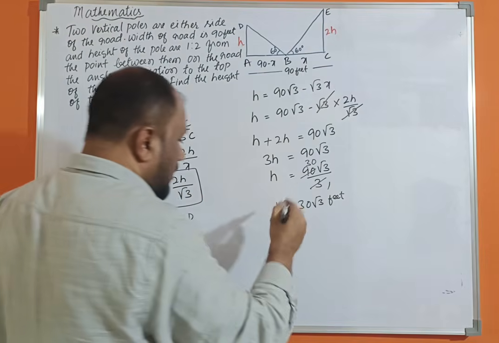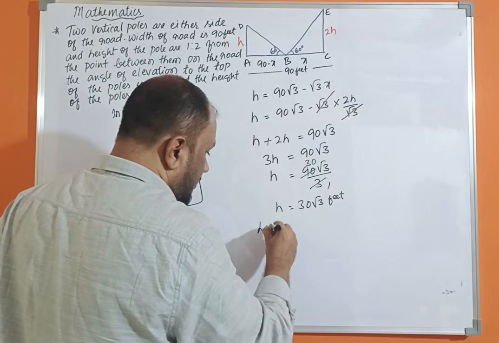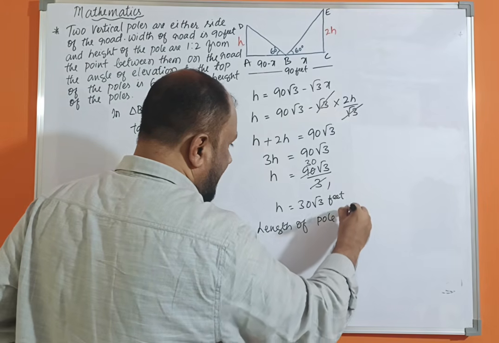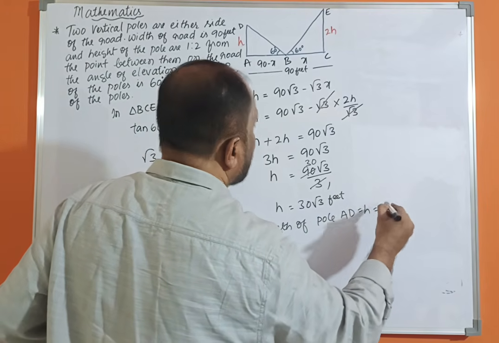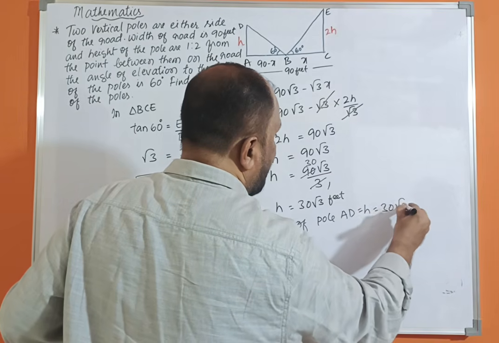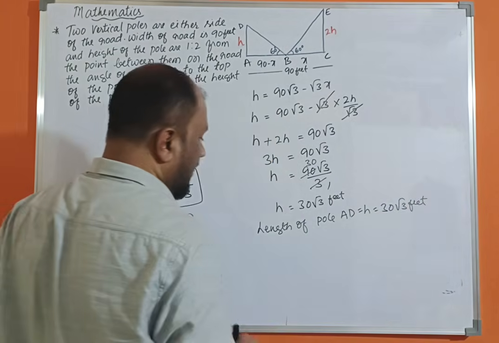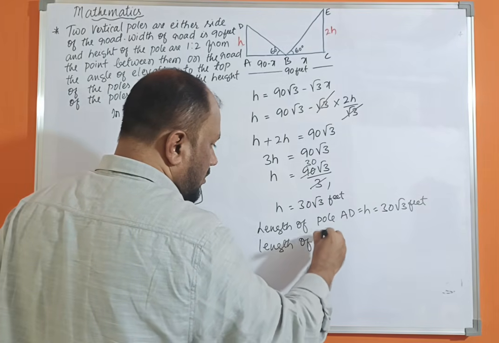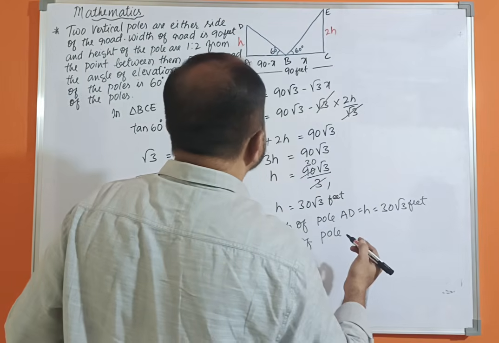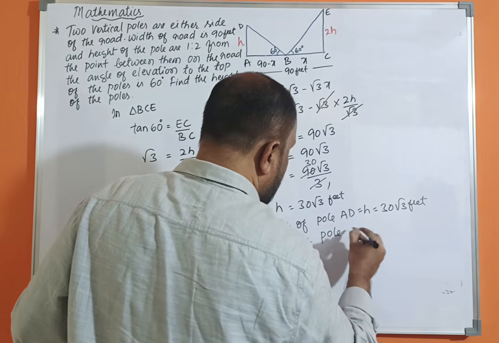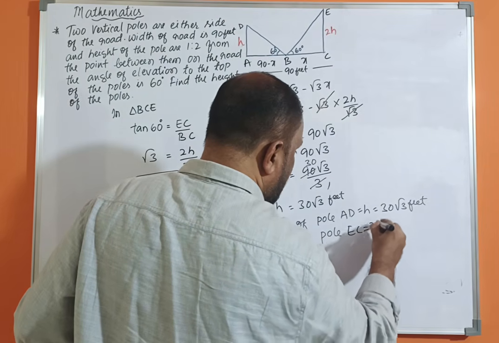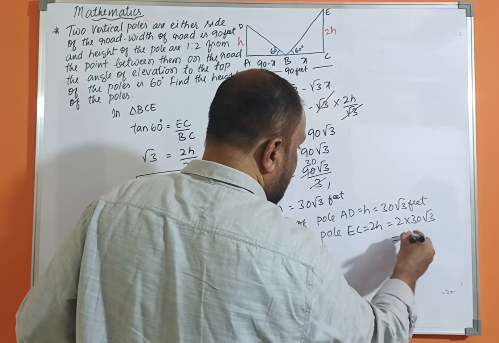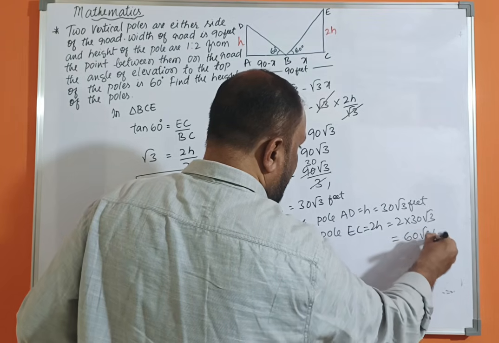Now, write down the length of pole AD is equal to H. That is nothing but 30 root 3 feet. Now, the length of the other pole, EC, is equal to 2H, 2 into 30 root 3. The value is 60 root 3 feet.